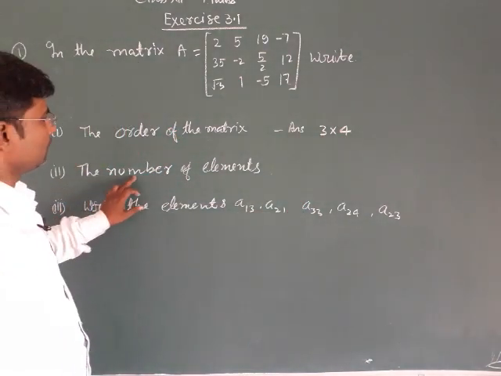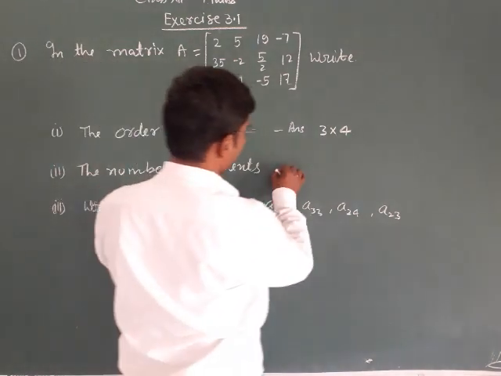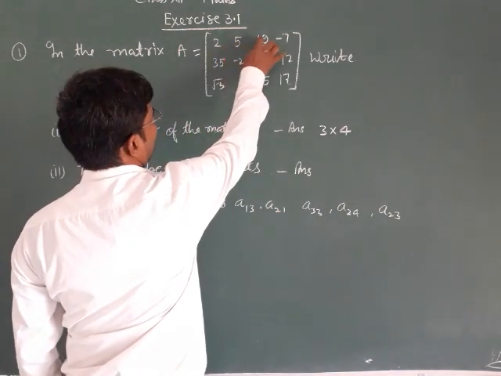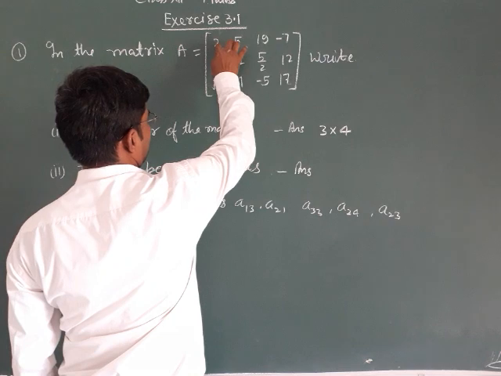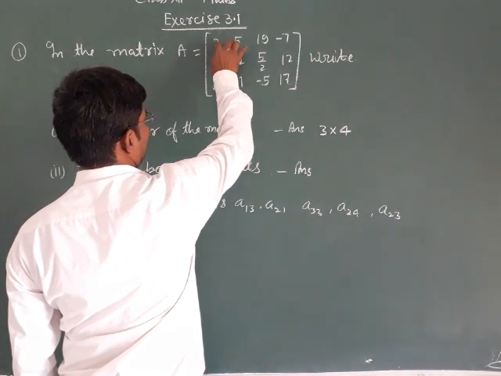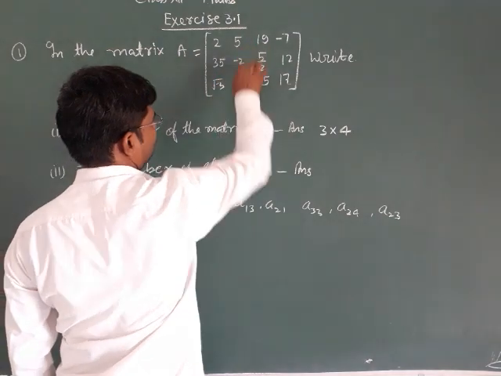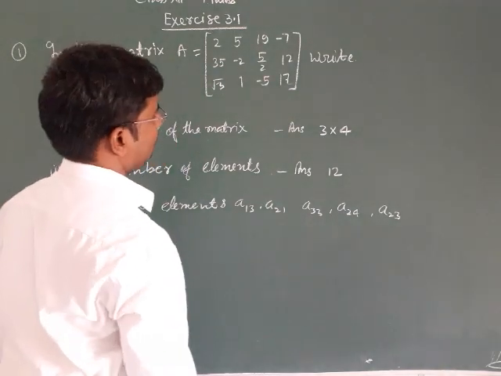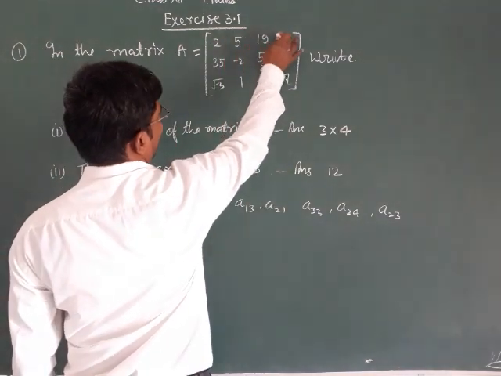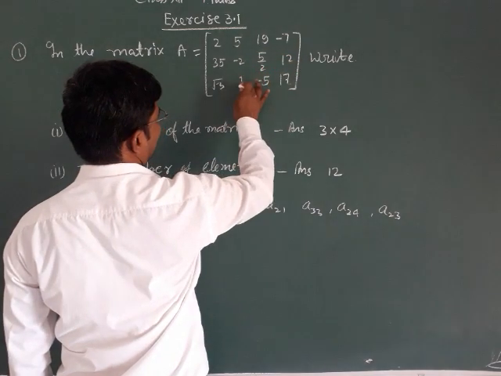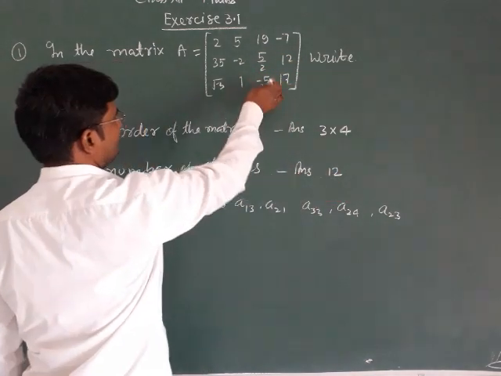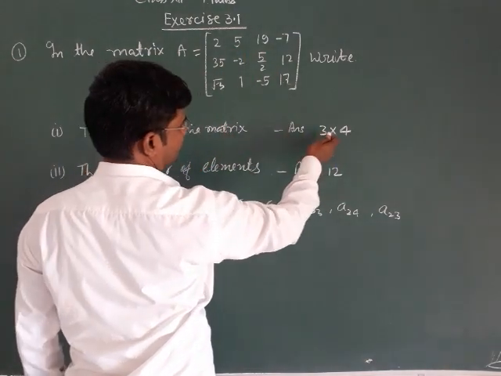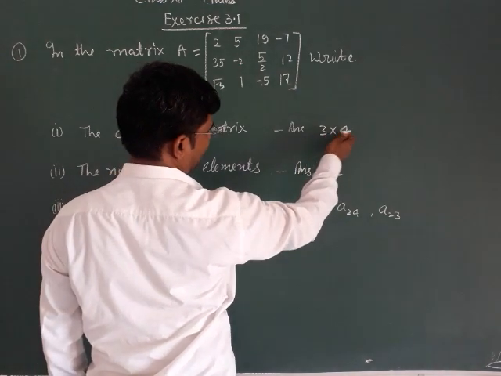Second part, the number of elements. The number of rows is 3 and the number of columns is 4, so 3 into 4 is 12. Or you can count: 1, 2, 3, 4, 5, 6, 7, 8, 9, 10, 11, 12. There are 12 elements in this matrix, and the order of the matrix is 3 by 4, so 3 into 4 is 12.